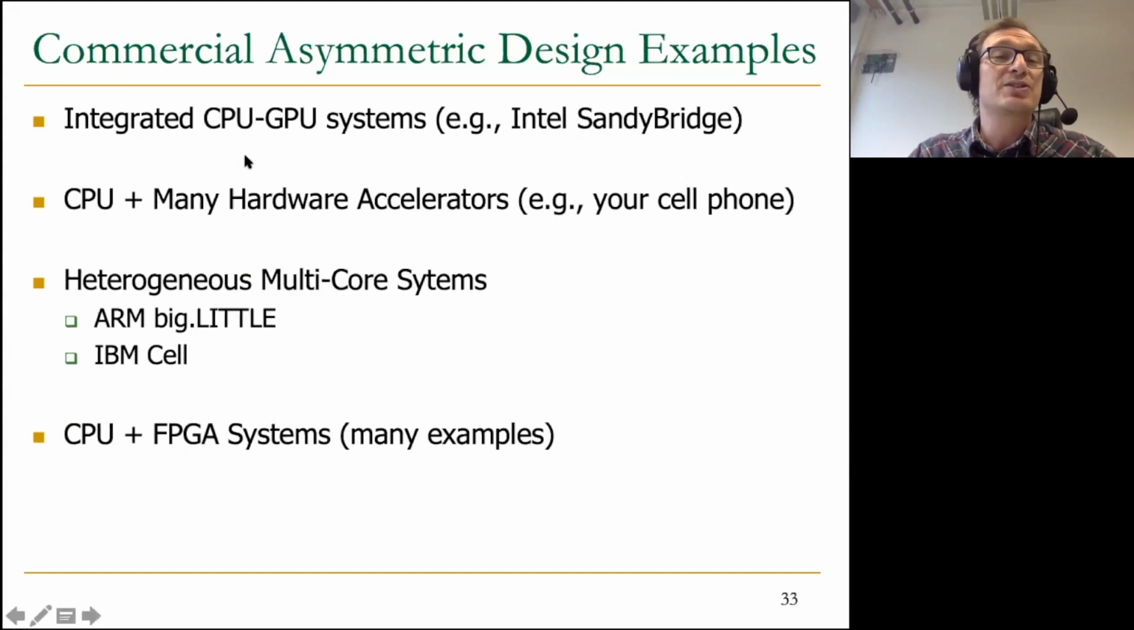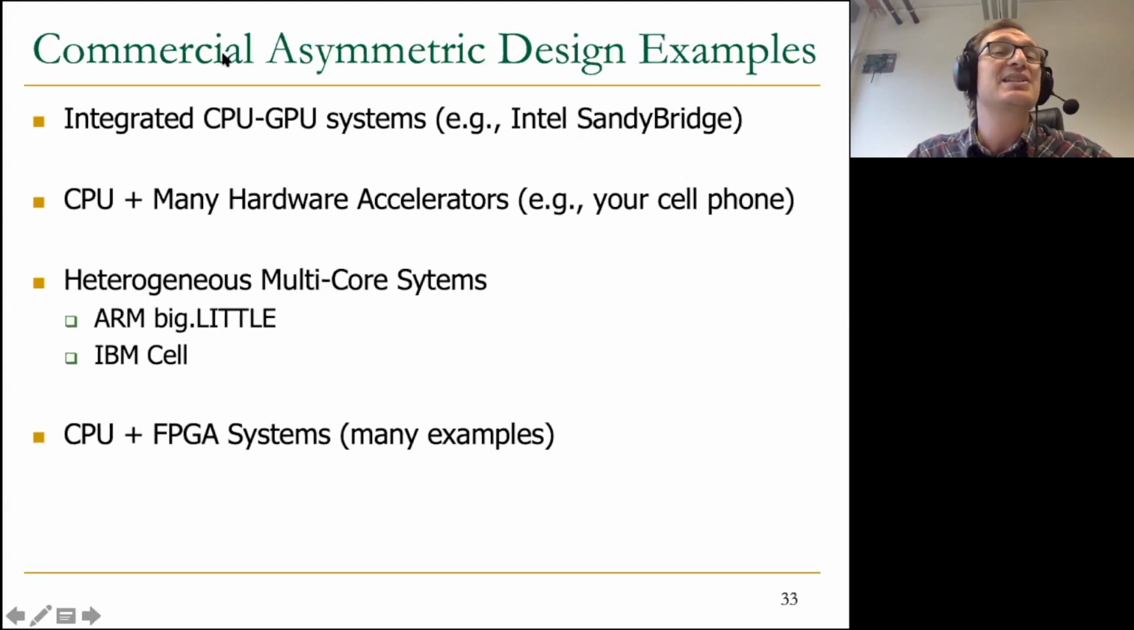So before I go into that, let me give you some commercial asymmetric design examples. Clearly integrated CPU and GPU systems exist. They're used, CPU plus many hardware accelerators. Your cell phone is clearly one example. Heterogeneous multi-core systems also exist. I mentioned the IBM Cell at one point. ARM's big little system is a heterogeneous multi-core. CPU plus FPGA systems exist.